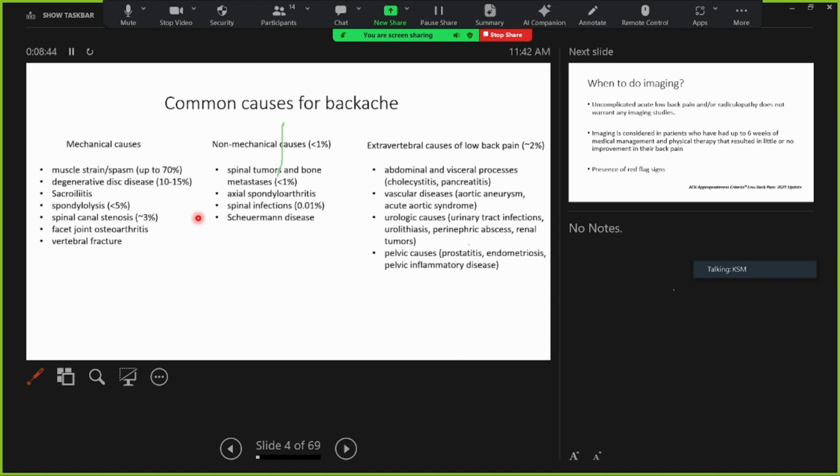Non-mechanical causes like spinal tumors could be primary or metastatic disease, axial spondyloarthritis, spinal infection, very small percentage, but that is also one of the important causes that you have to exclude. And the extravertebral causes, there are a lot of causes in the intra-abdominal causes that can give rise to backache, like abdominal visceral organs, cholecystitis, pancreatitis, vascular diseases such as aortic aneurysm, acute aortic syndrome, urological causes, pelvic causes also give rise to backache.